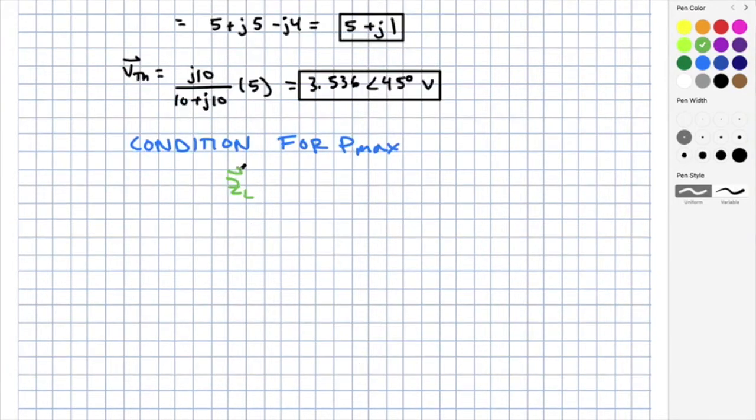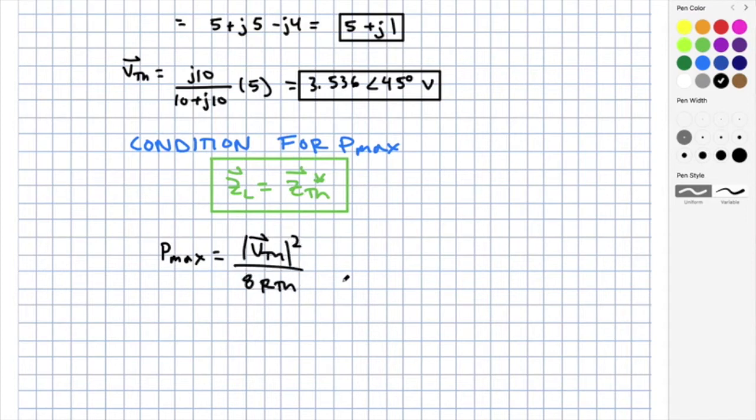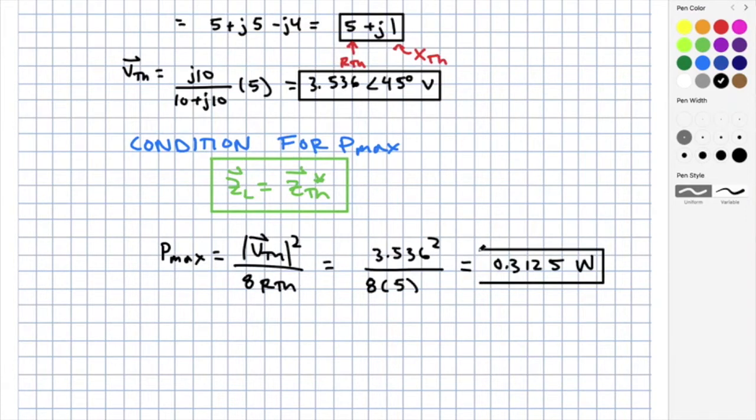The condition for P max, maximum power transfer, is that ZL is equal to the complex conjugate of Z Thevenin. Finally, calculating the maximum power, which is the magnitude of V Thevenin squared over 8 R Thevenin, I get 0.3125 watts.